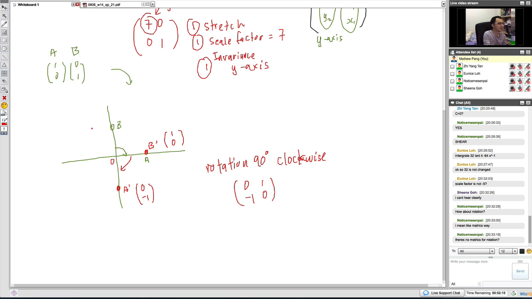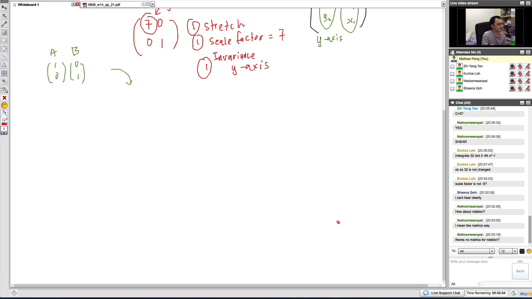Then I will write rotation anti-clockwise, or I can write -90. It's the same idea as anti-clockwise. So it will be A is 0, 1, B is -1, 0. Okay, this is how we do rotation.